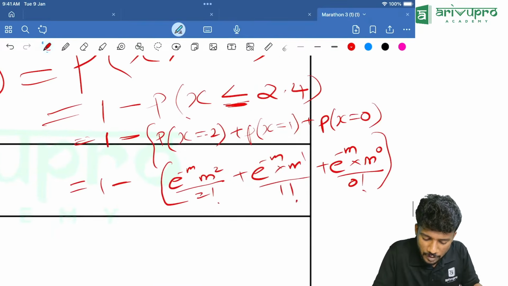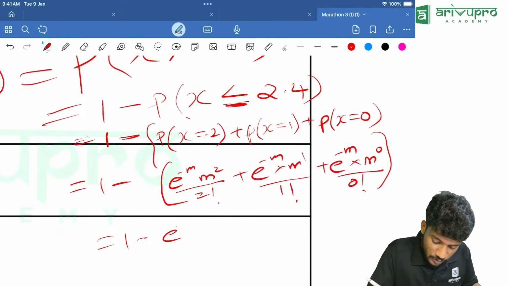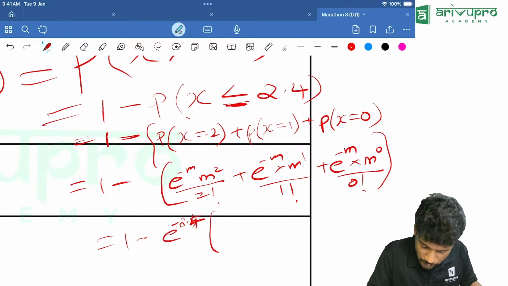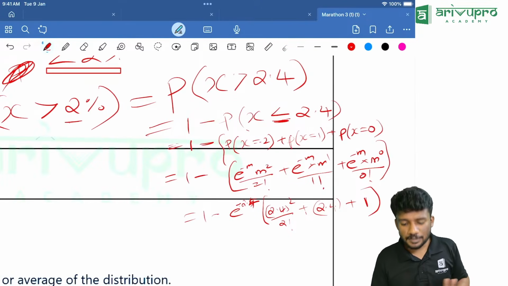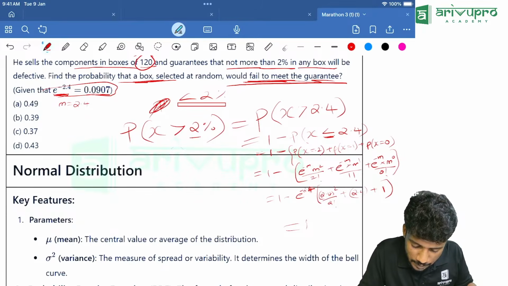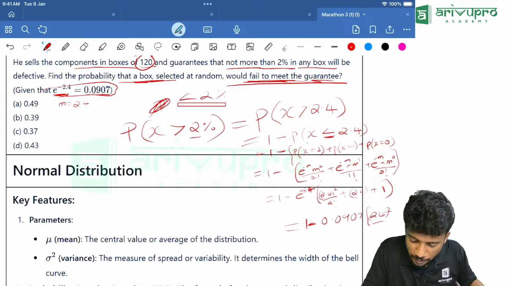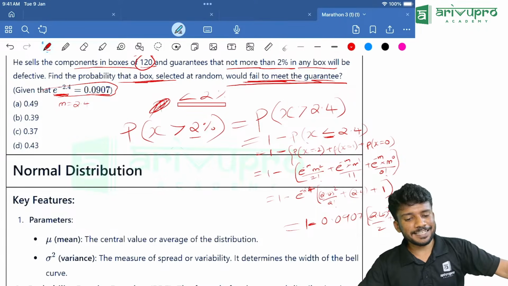Now what all things are remaining? Which is equal to 1 minus, what is common in everything? E raised to minus m is common in everything. Then what is remaining? M square. So what is the m value? It is already given, it is 2.4. I will write that, which is equal to e raised to minus 2.4 into 2.4 the whole square divided by 2 factorial, plus 2.4 raised to 1 divided by 1, plus 1. So people, just use a calculator and get me the answer. Everything is given. Even e raised to minus 2.4 value is given in the question. That is 1 minus 0.0907 into 2.4 the whole square divided by 2, plus 2.4, plus 1. Just use calculator. You will get the answer. Yes, 0.43. Option D.